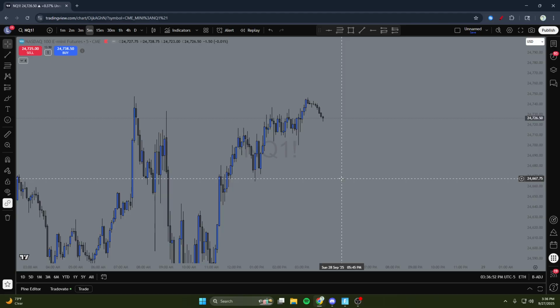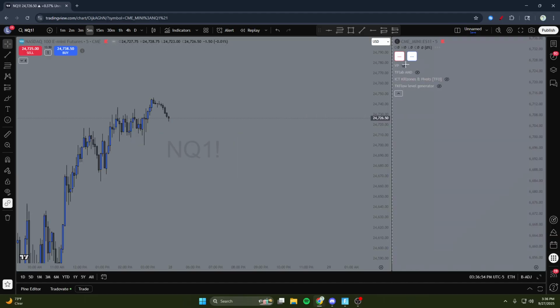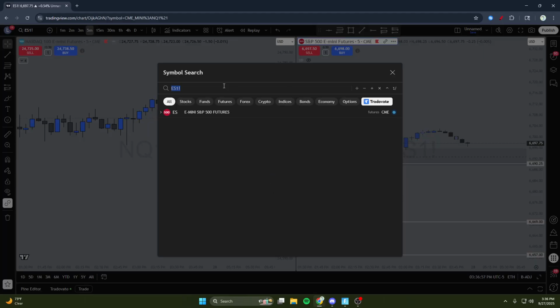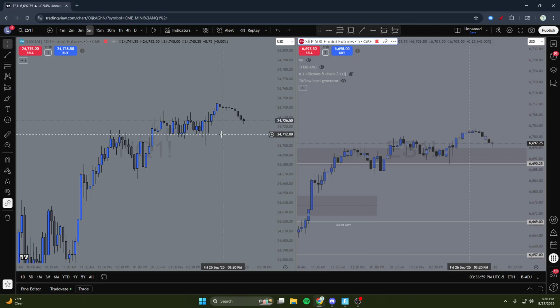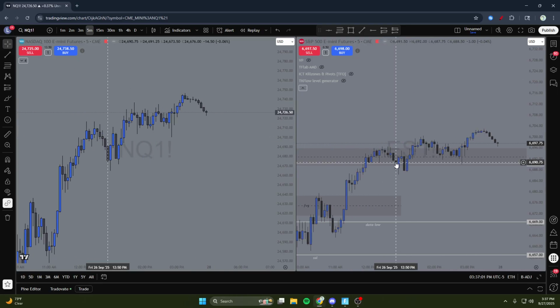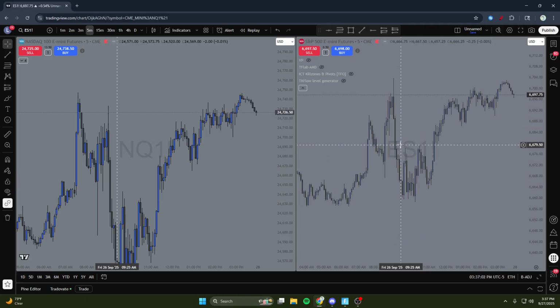So the first thing you want to do is go over to the top of the chart and open up a second chart here. So we have NQ here on the left, ES on the right. Let me remove all these drawings.